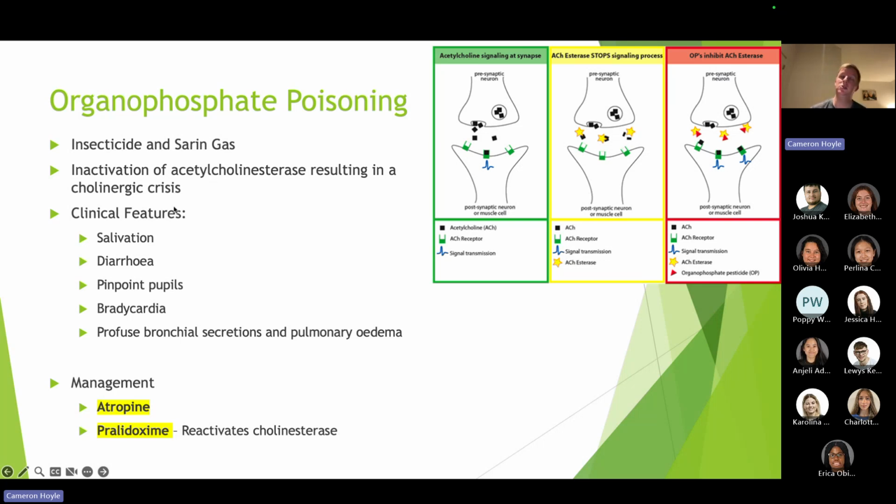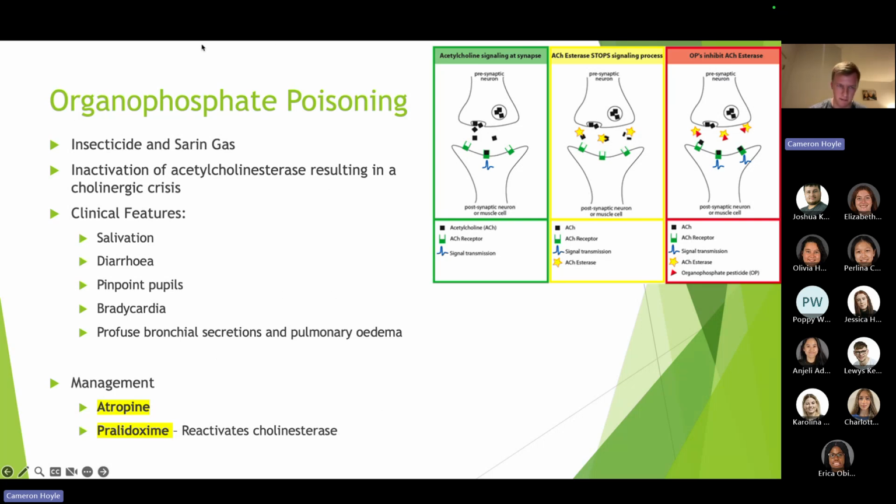So you get essentially the opposite of a tricyclic antidepressant overdose. You get salivation, you get diarrhea, you get pinpoint pupils, and you get bradycardia. Whereas if you remember with the anticholinergic effect, you get the dry mouth, you get constipation, you get dilated pupils. So this is the opposite. And you'll also get profuse bronchial secretions as well.